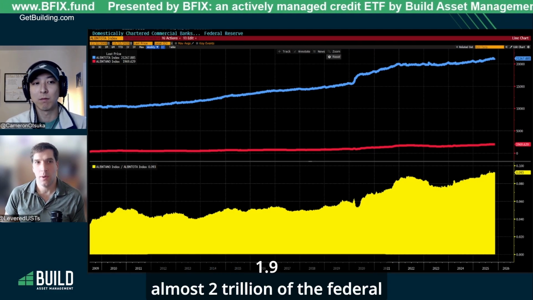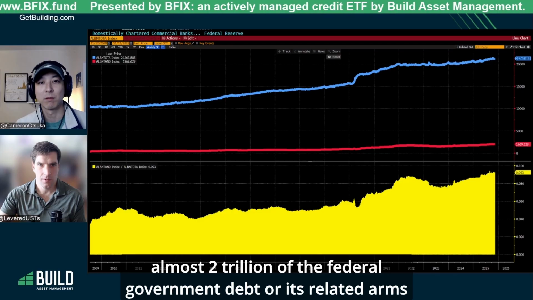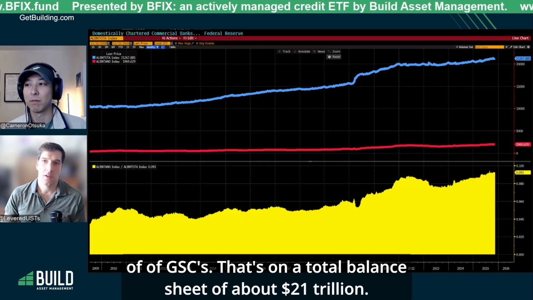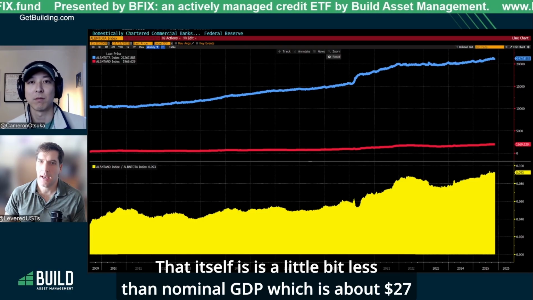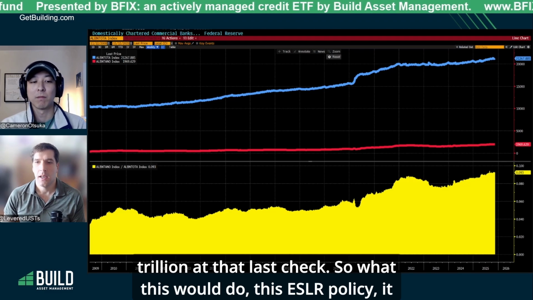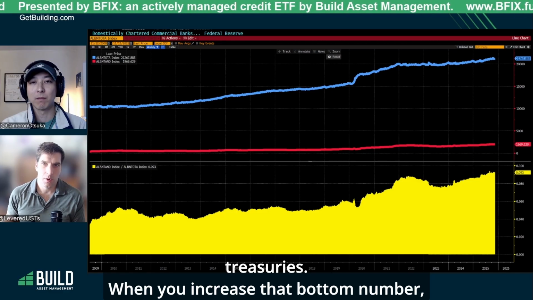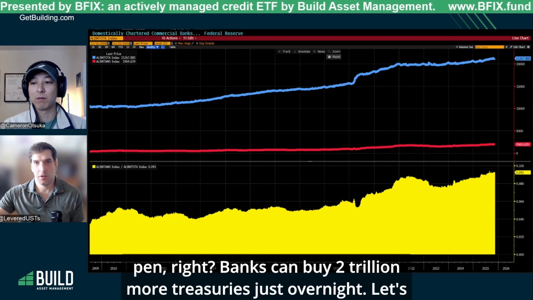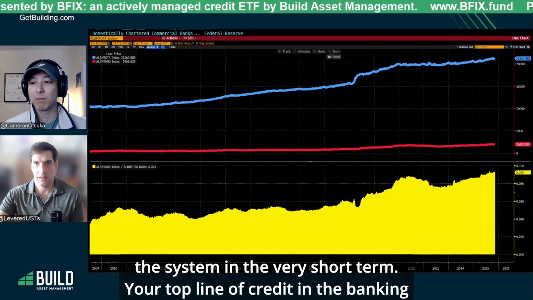So right now, the U.S. banking system owns 1.9, almost 2 trillion of the federal government debt or its related arms of GSEs. That's on a total balance sheet of about $21 trillion. That itself is a little bit less than nominal GDP, which is about $27 trillion at that last check. So what this ESLR policy would do is allow your 5 GSIBs to own more treasuries. When you increase that bottom number, this is just stroke of the pen, right? Banks can buy 0.2 trillion more treasuries just overnight, let's say. That's going to work its way into the system in the very short term.